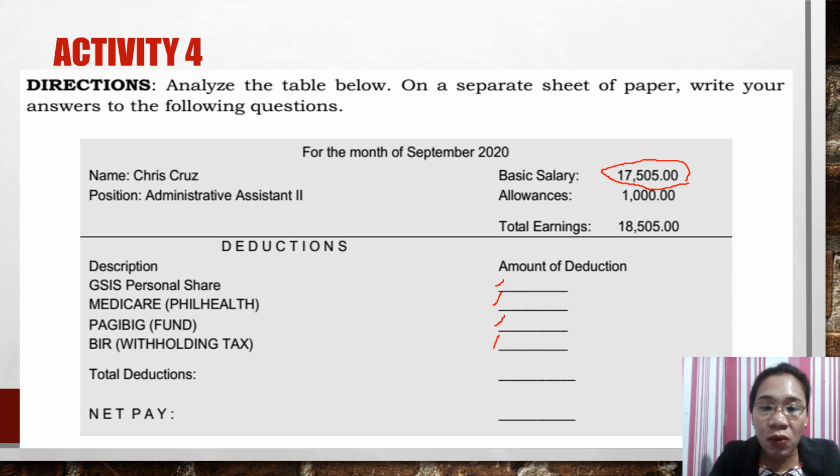Then, i-total mo itong 4, get the sum of this, ilagay nyo dito. Then, pagkatapos, itong 18,000, ito yung total earnings, i-minus nyo dito, and then, lagay nyo naman dito yung net pay. Ganun lang kadali, as simple as that.